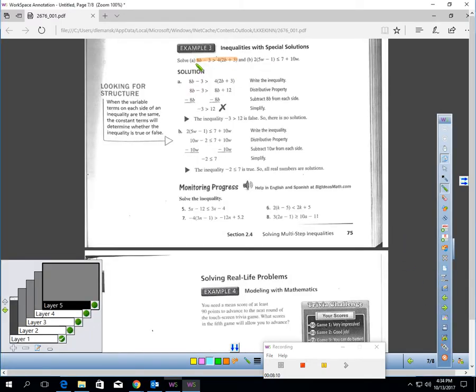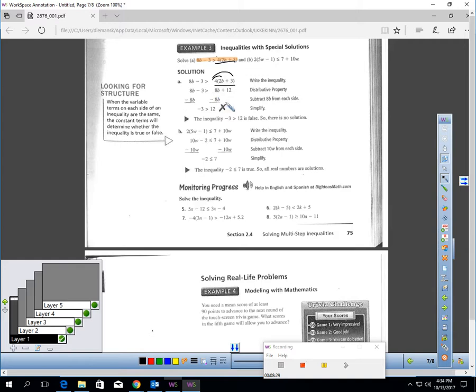Let's look at these two problems and how they solved them. So you notice in this first inequality we have variables on each side. We got to simplify first. So I'm going to distribute over here, and you can see that they're doing that: 4 times 2b and 4 times 3. That's how they get to here.